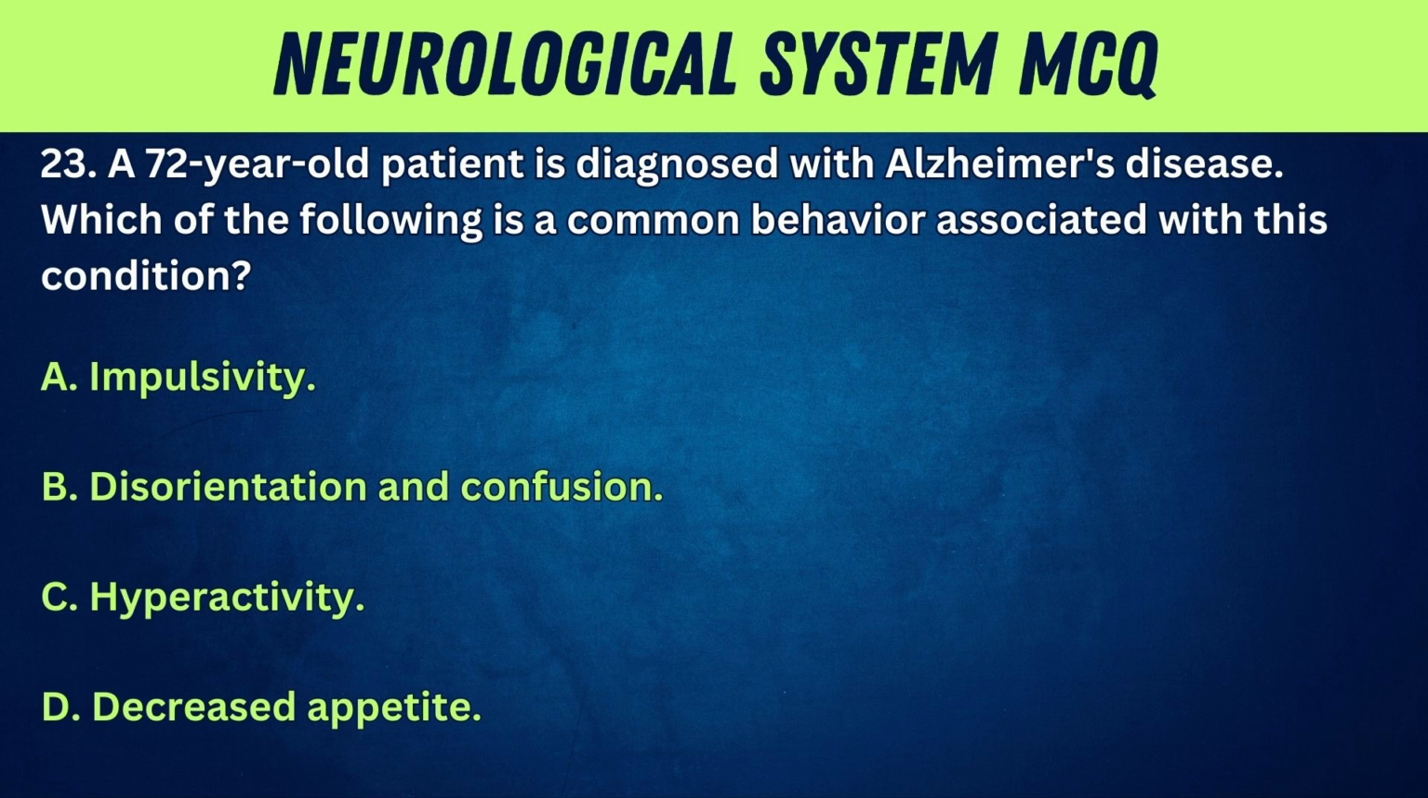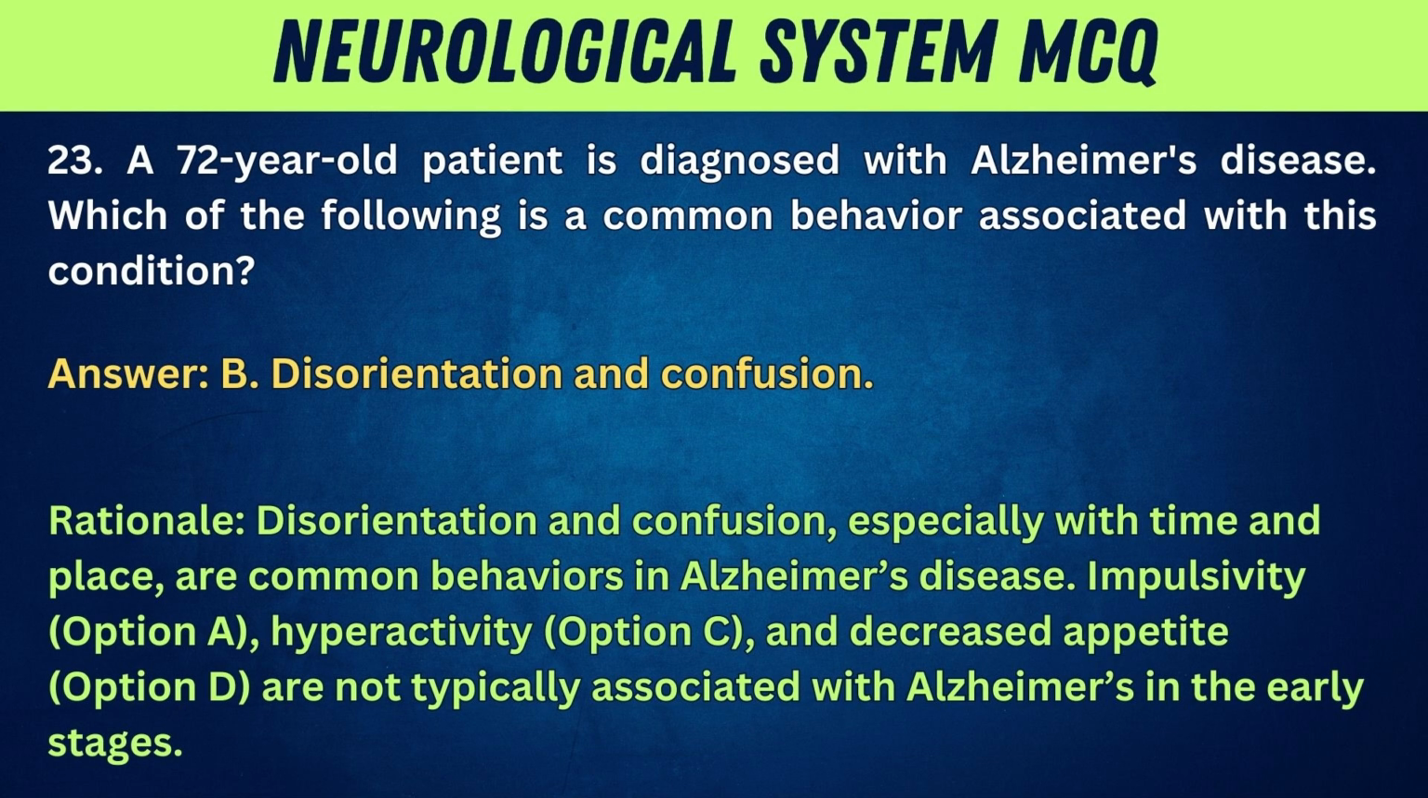Which of the following is a common behavior associated with this condition? A. Impulsivity. B. Disorientation and confusion. C. Hyperactivity. D. Decreased appetite. Answer: B. Disorientation and confusion. Rationale: disorientation and confusion, especially with time and place, are common behaviors in Alzheimer's disease. Impulsivity, option A, hyperactivity, option C, and decreased appetite, option D, are not typically associated with Alzheimer's in the early stages.